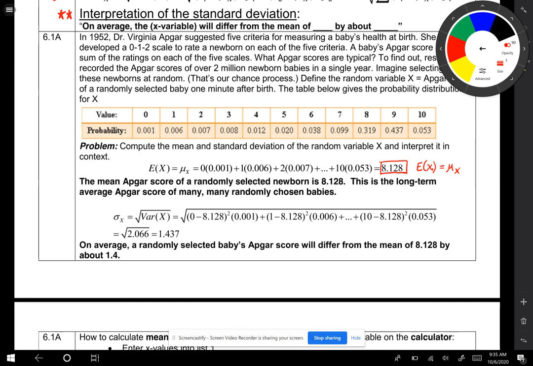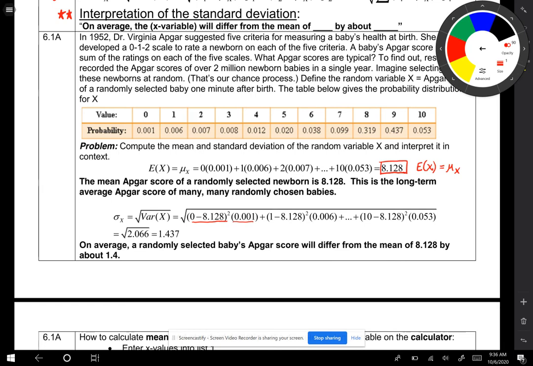The standard deviation is given on the bottom, and that's the square root of the variance. So notice, and we'll just look at a couple of them, you take the first value, which is 0, minus that expected mean that we just calculated, square it, and multiply by its probability, which was 0.001. So that's the first column in our table, and then the second one, and so on. It ended up being 2.066, which you would take the square root of, and you get 1.437.